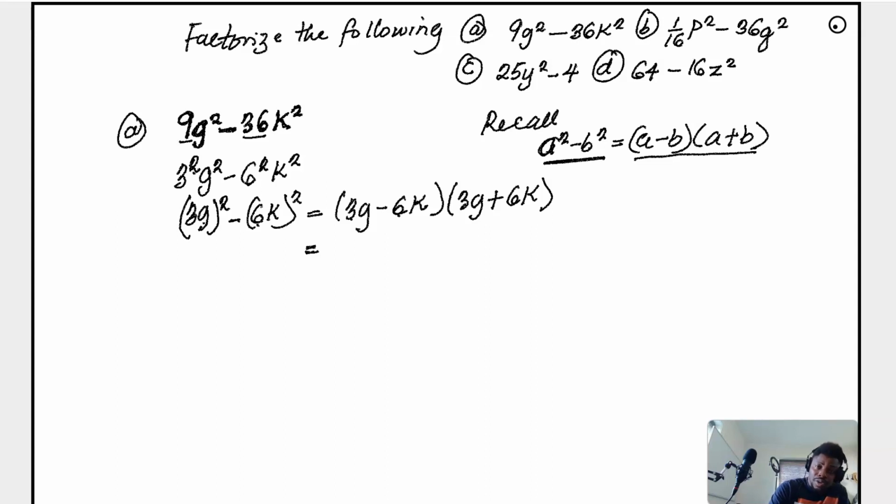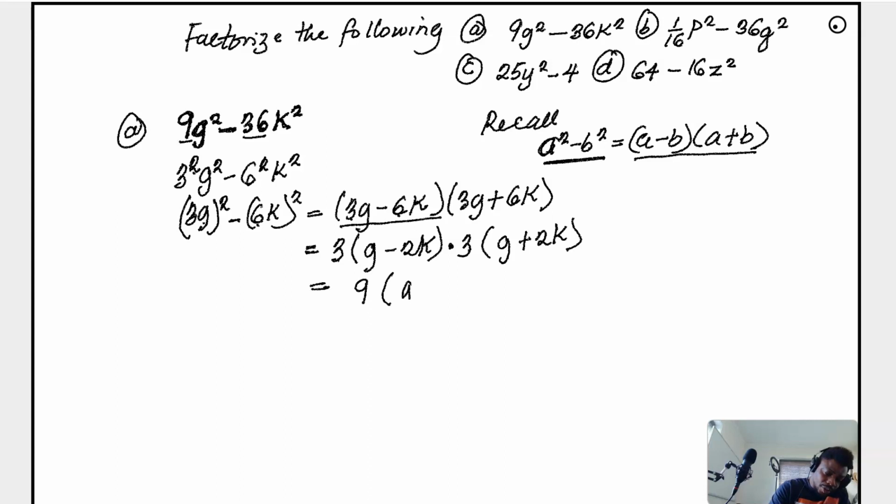But if you want to continue with this, 3 is common here, 3 is common here. So I can say 3 out here. This is g minus 2k. That is for this one. And remember, 3 also is common here. 3 bracket g plus 2k. So here I can say 3 times 3, that is 9. So that will be 9 times g minus 2k and g plus 2k. But like I said, that is not the purpose of the video. The purpose of this exercise is for you to be able to express this as this.